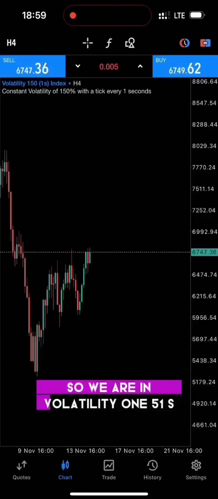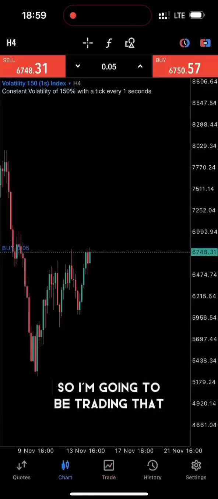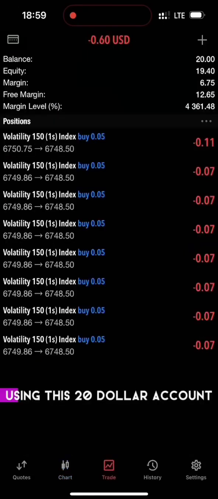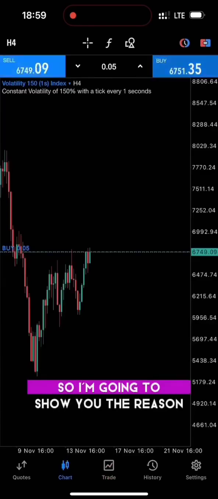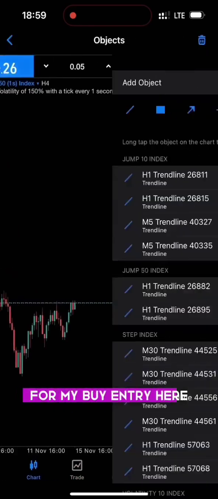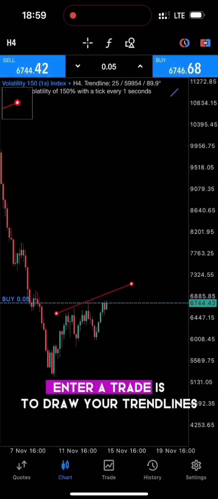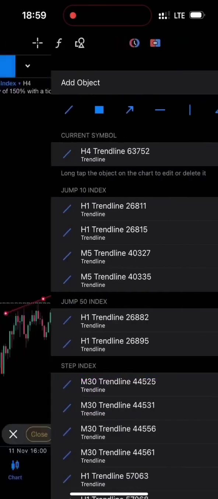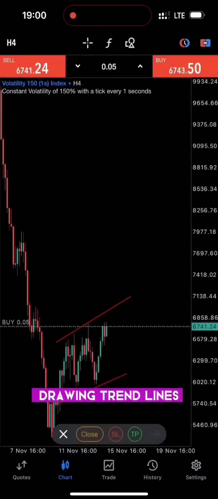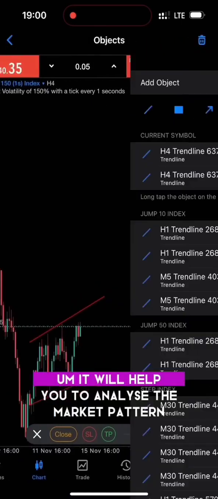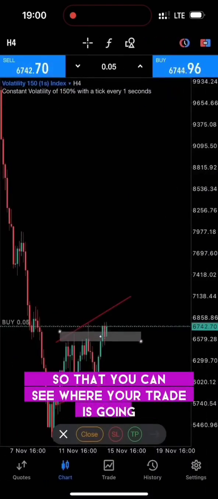So we are in Volatility 15 1s Index on the 4-hour time frame. I'm going to be trading that using this $20 account. I'm going to show you the reason for my buy entry here. The first thing you do when you're about to enter a trade is to draw your trend lines. In my experience, drawing trend lines will help you to analyze the market pattern so that you can see where your trade is going.